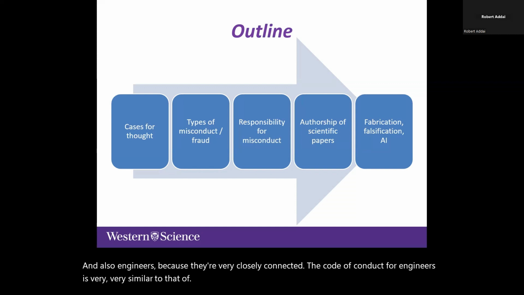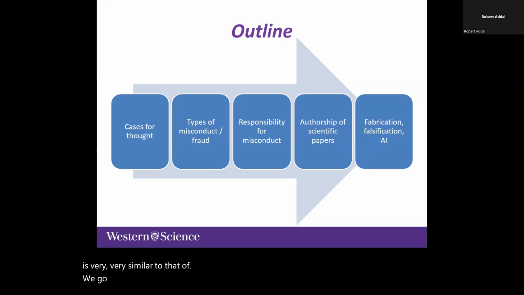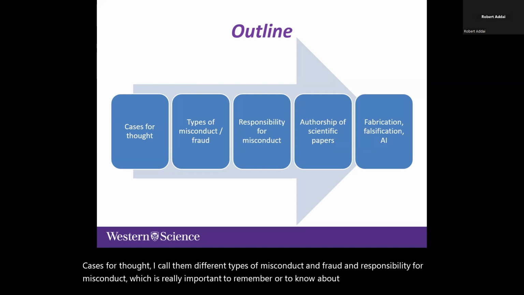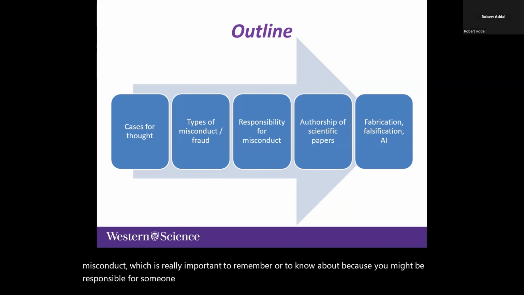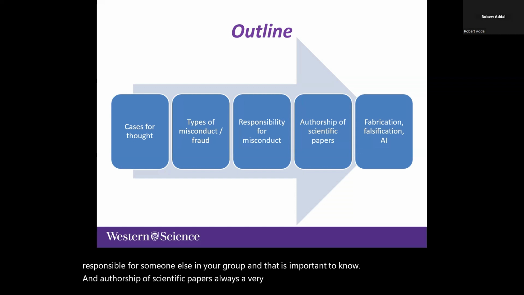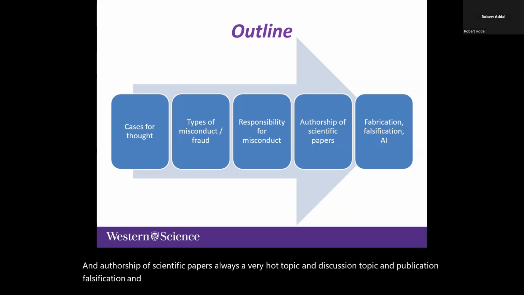So we will go through a number of cases, cases for thought, I call them: different types of misconduct and fraud, responsibility for misconduct, which is really important to know about, because you might be responsible for someone else in your group, and that is important to know. And authorship of scientific papers, always a very hot topic and discussion topic, and publication, falsification, and artificial intelligence in research.